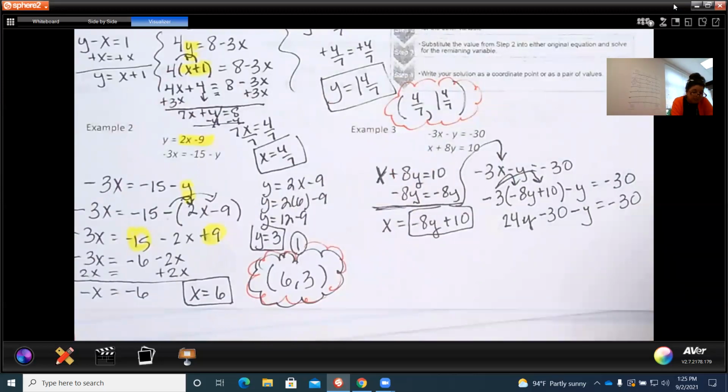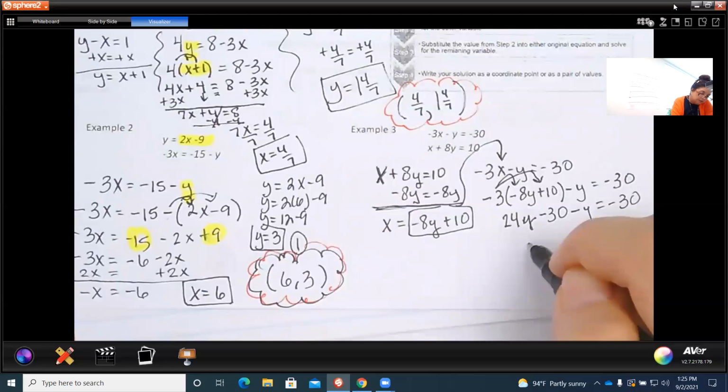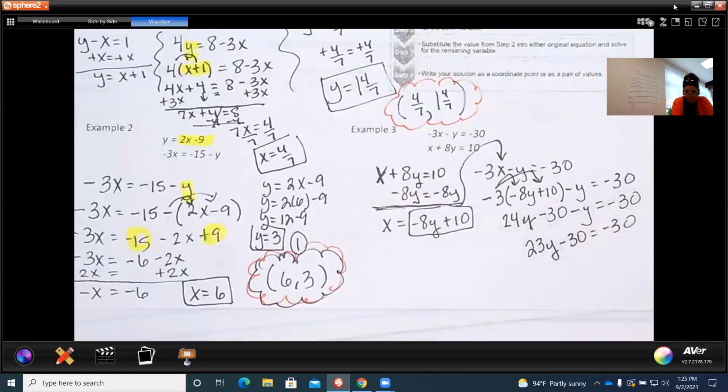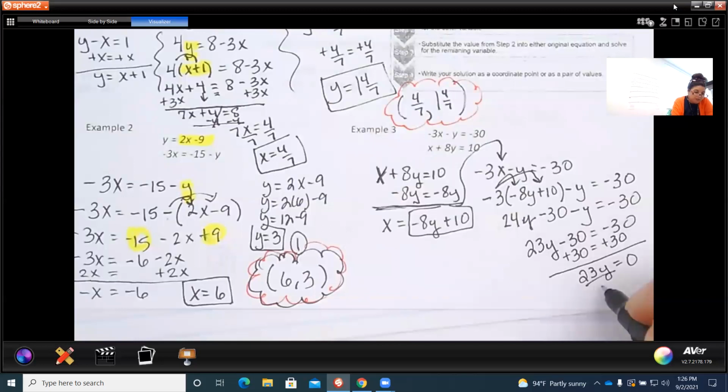On the left side, do I have any like terms I can combine? All right, so what is 24y minus y? So 23y. That's all I'm doing right now, just combining like terms, okay? Now, y is my only variable, so I can solve it to equal some number. What's my next step? Add 30. So 23y equals 0. Then divide by 23. What is 0 divided by 23?